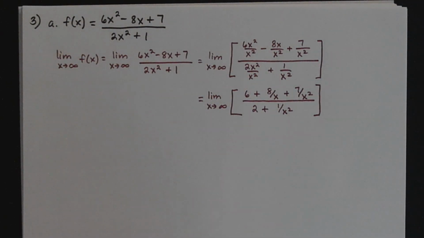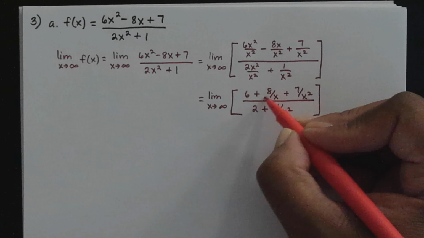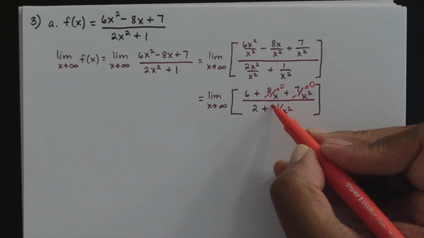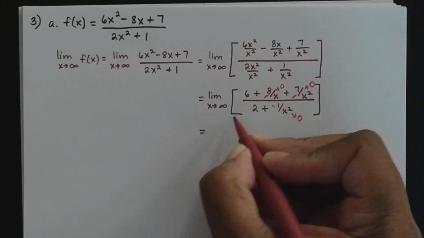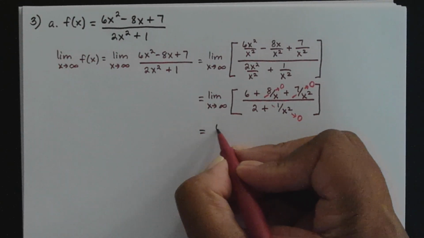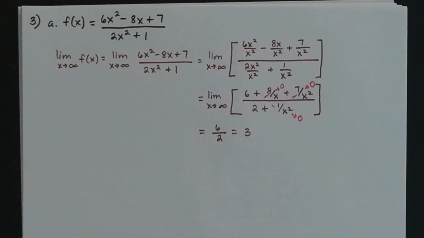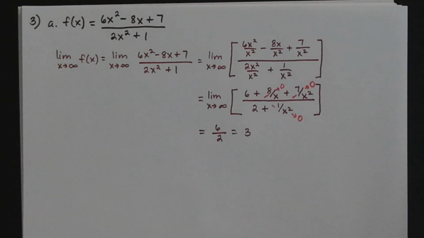Now we can take the limit as x approaches infinity of each of these terms. That means if I let x approach infinity, 8 over x goes to 0, 7 over x squared also goes to 0, and 1 over x squared goes to 0. So the limit of a constant is a constant, so it'll be 6 over 2. That ends up being 3. So that means here the limit as x approaches infinity of f of x would be 3.